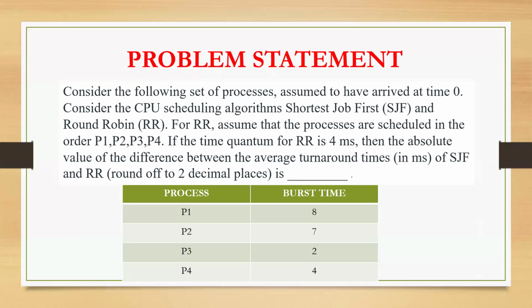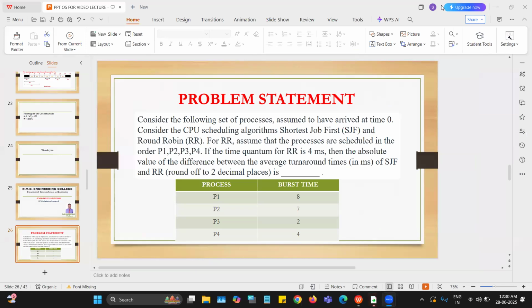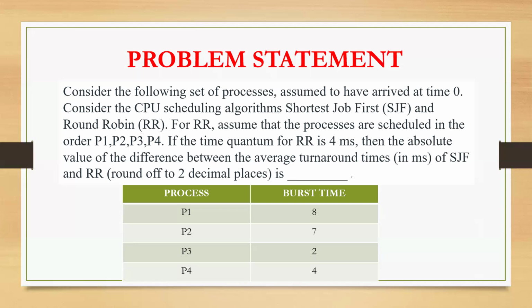Before moving on to the solutions, I want to convey something. In shortest job first, the job whose execution time is less, we have to take that first. With respect to all four processes, P1 is 8, P2 is 7, P3 is 2, and P4 is 4. For the shortest job first algorithm, process P3 will take place first. Then P4 will take place because its burst time is 4. Then process P2 and process P1. This is for shortest job first.